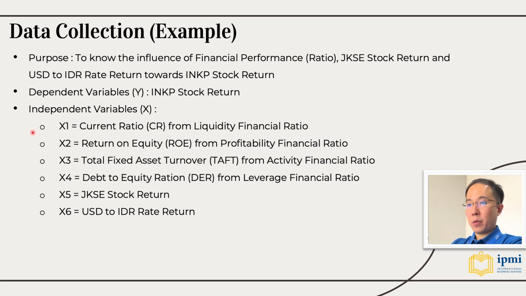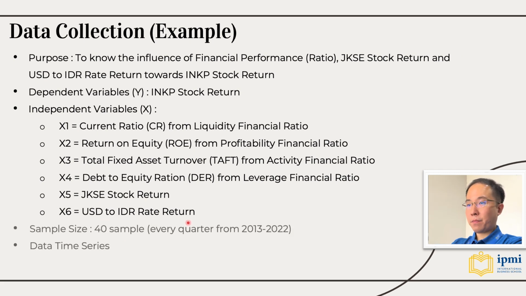And for X, we have 6 independent variables. They are CR, ROE, TATO, and DR. Four of these are from the financial ratios of liquidity, profitability, activity, and leverage. X5 and X6, as mentioned earlier, are the IHSG stocks return and the USD to IDR rate of return.